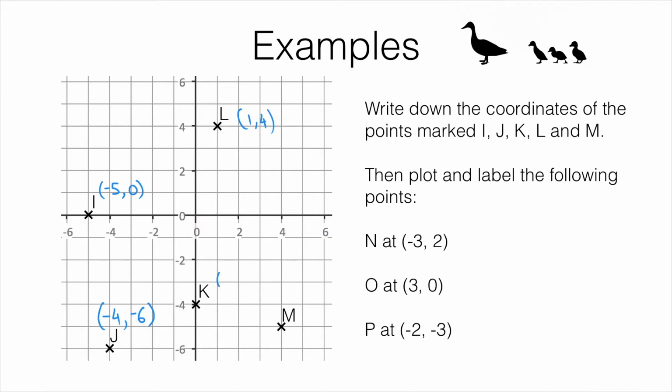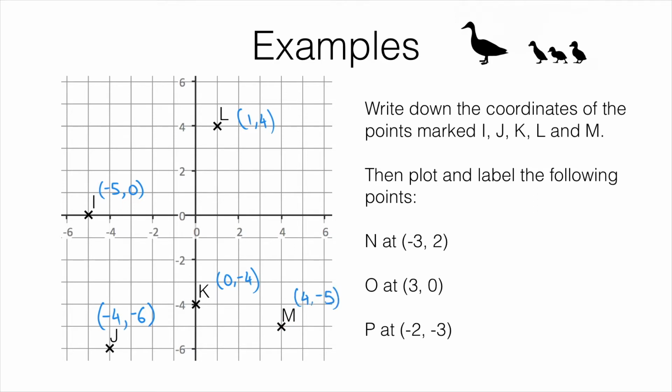K is at 0, -4. From the origin, we don't need to go across at all, but we do need to go down 4 steps, which takes us to -4 on the y-axis. M has coordinates 4, -5.